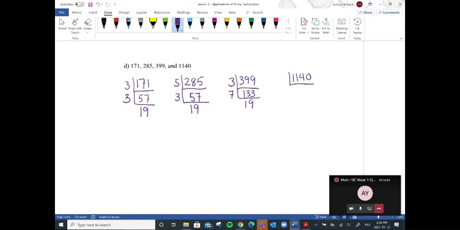And then 1140, it's even, so you can either use a 2 or it ends in a 0. You can use a 5 as well.